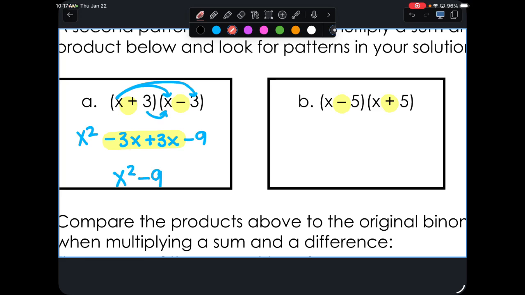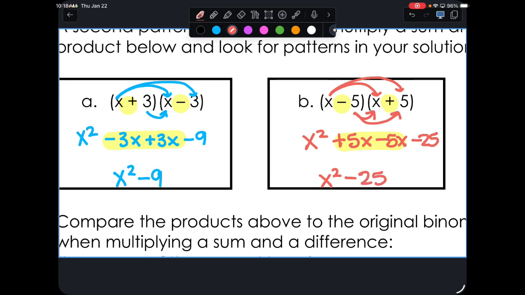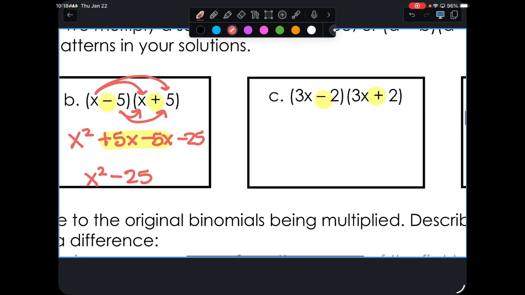Let's do one more. So x times x. X squared. Okay. X times 5. 5x. Negative 5 times x. Negative 5x. And then negative 5 times 5. Negative 25. Okay. Middle ones are going to cancel out. There's still one more difference from this and the front side.